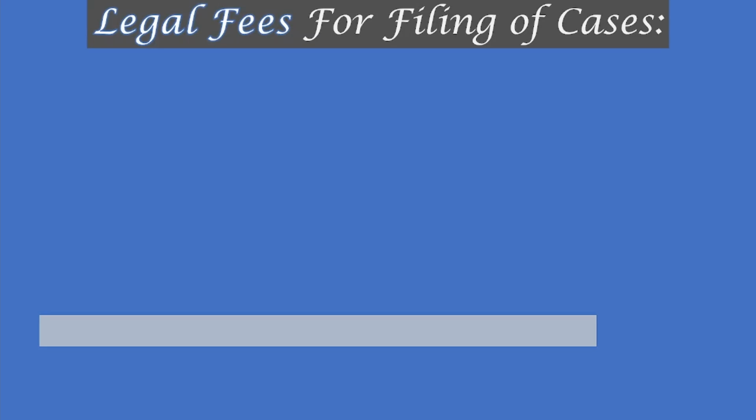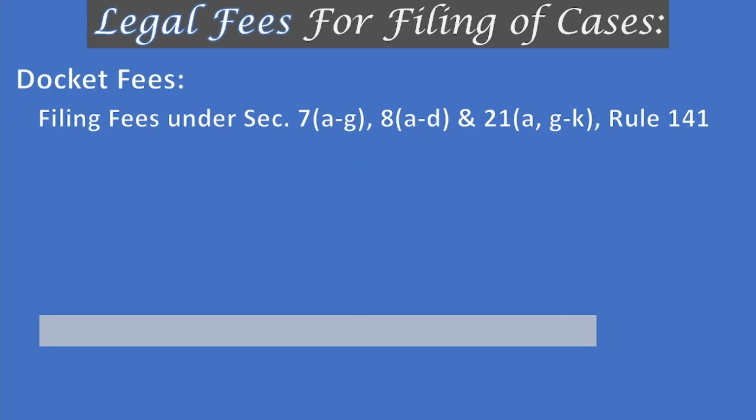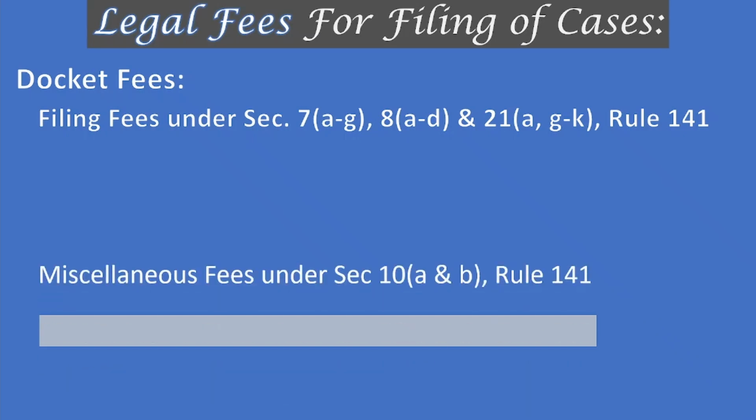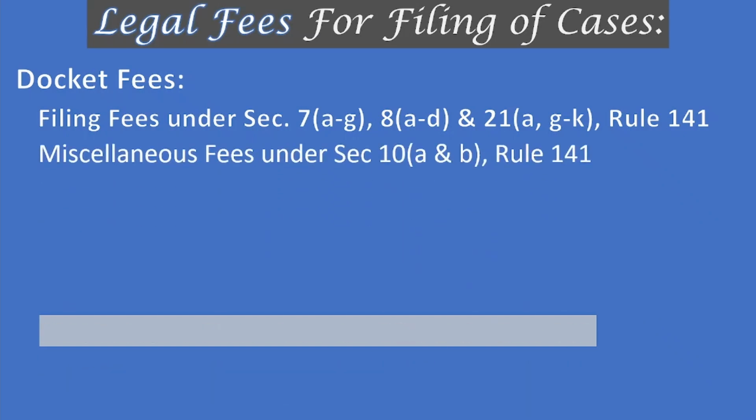So for legal fees for filing of cases, the docket fees, Section 7A to G, A to D, 8A to D, and Section 21A, G to K of Rule 141, those are filing fees pertaining to filing of cases. And they have a miscellaneous fee, the summons fee or subpoena fee, the 10B, if there's a need to issue a subpoena. So you're going to charge 100 pesos for the subpoena fee. You're going to add it to the docket fees.